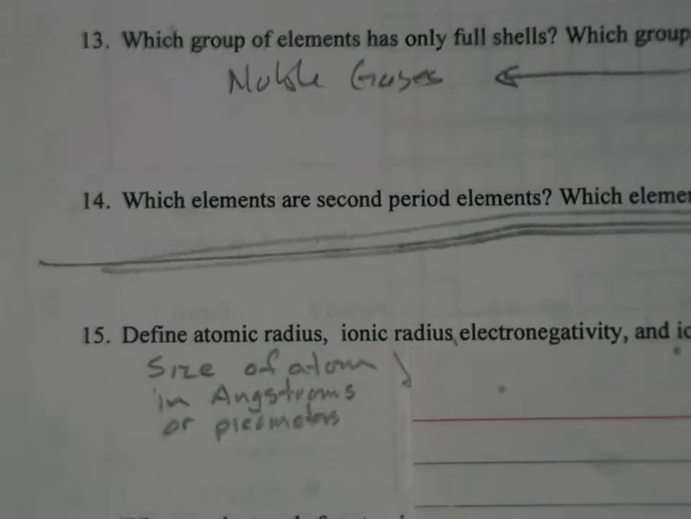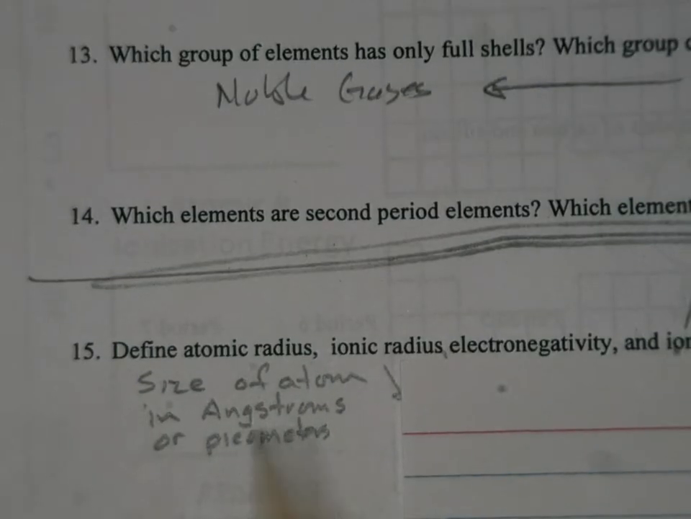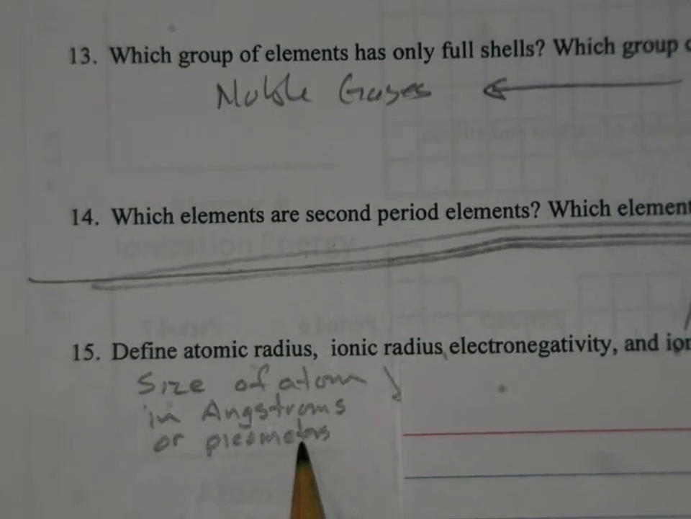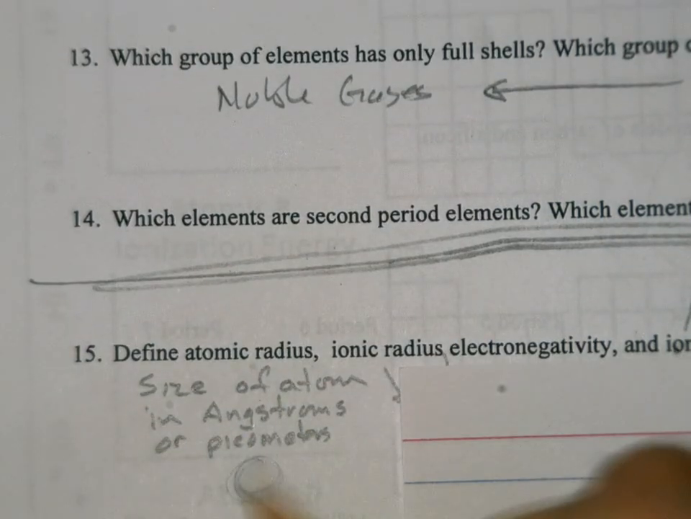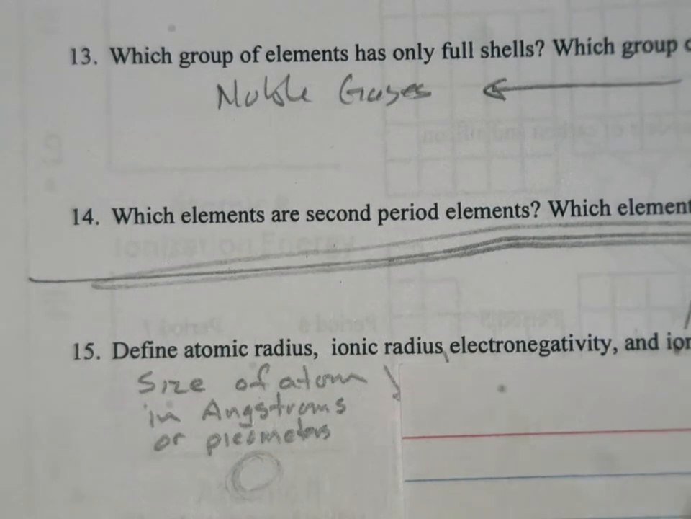atomic radius is the size of an atom in angstroms or picometers. Okay, now in class we graphed in angstroms, but the book tends to use picometers. It's just like 10 to the minus 12 or something. Anyway, it's really a small size. So it's just telling you how big these atoms are. That's how big the atom is.